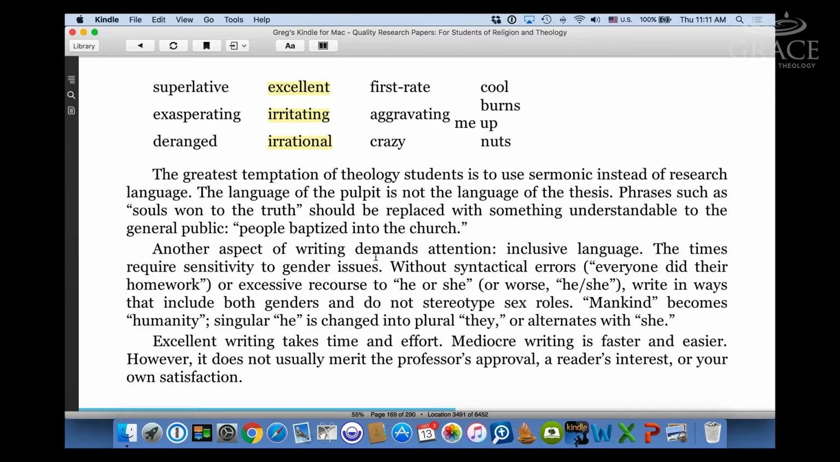Now, one thing I've noticed in papers in the past is when they're writing about the book of Acts, many students refer to the author of the book of Acts as Dr. Luke. Don't do that. That is way too casual. That's something you might say in a sermon. Just say Luke says this. That kind of thing.